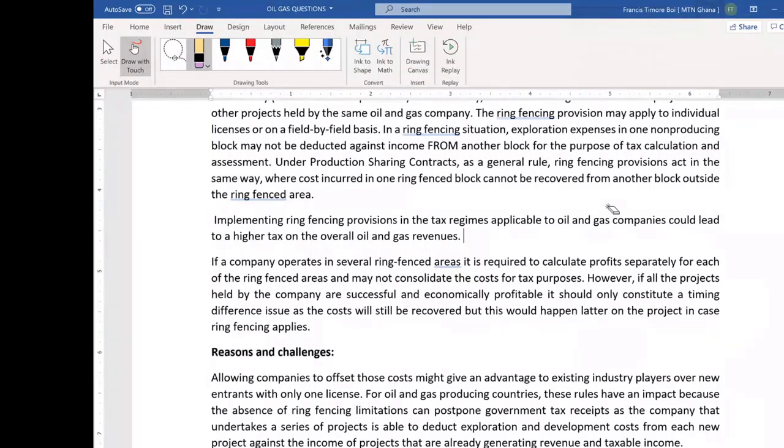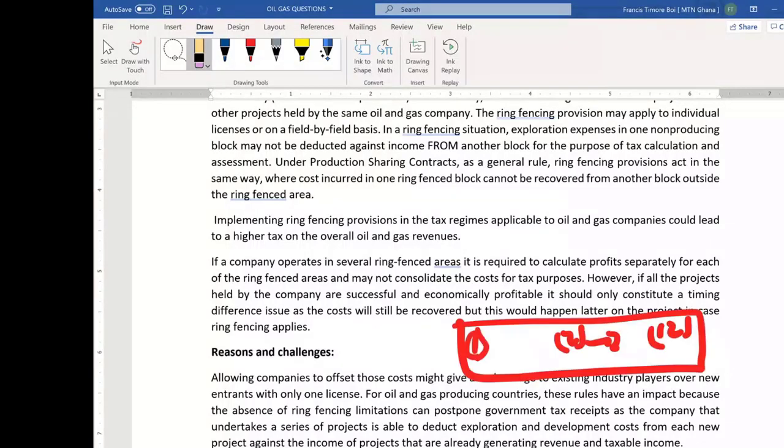You are right. The whole thing is that I just came to get a license in this area. Then I discover oil here, and I discover another here, and another here. I may make a loss here. It's just like you are selling products. You are selling milk, you are selling gari, you are selling another thing. Whereas you make profits in one area, if you put the whole combined business together, you should be able to balance off. But government is saying that no, this block is to be treated separately from this one.